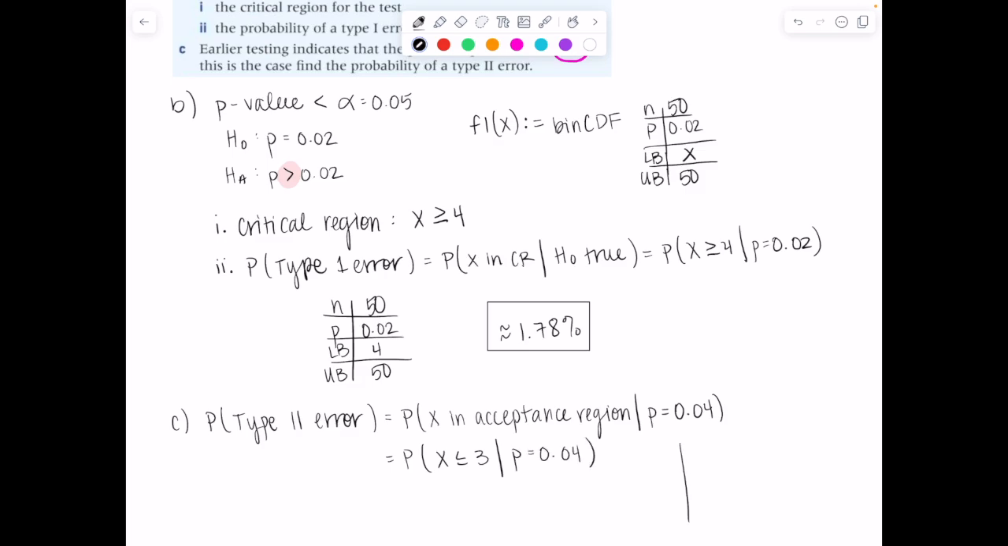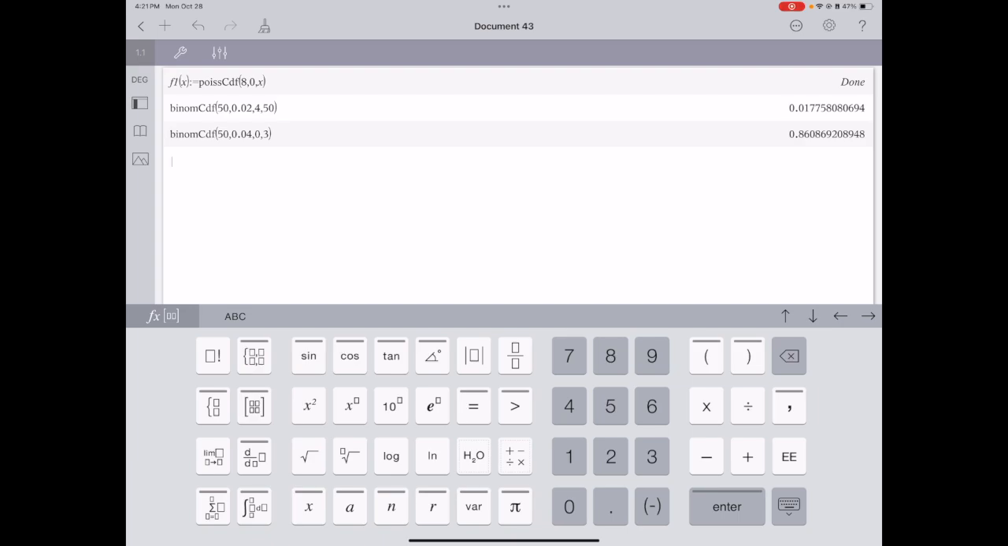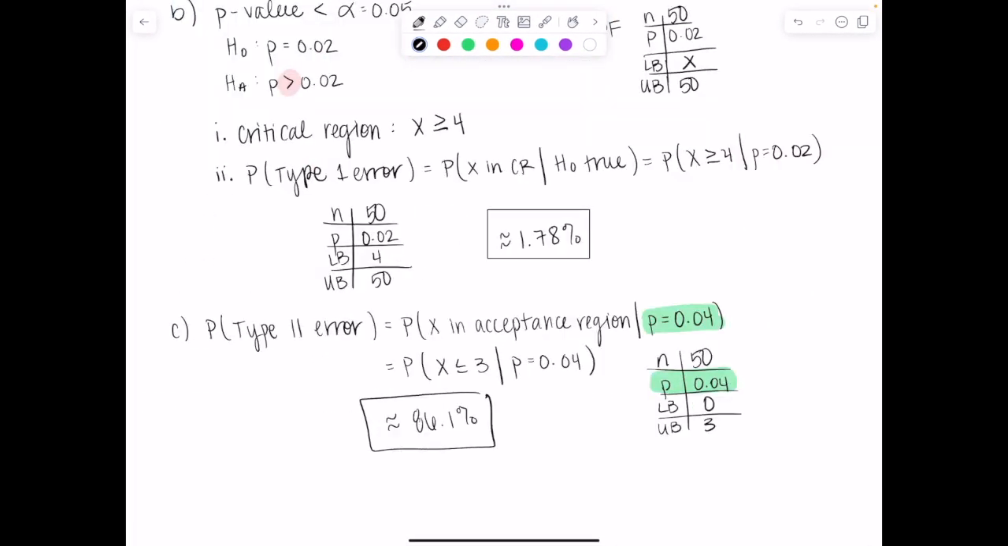So we're going to do another binomial CDF. N is 50. P is now 0.04. So this P value matches this one. And then we're going to say from 0 to 3 for our lower and upper bounds. Gets us a probability of about 86.1%, which is a much higher probability than making that type 1 error.